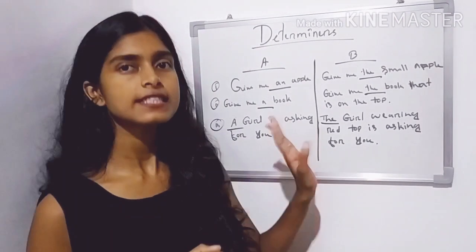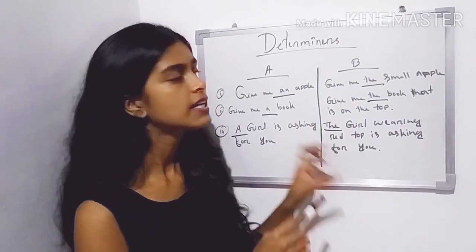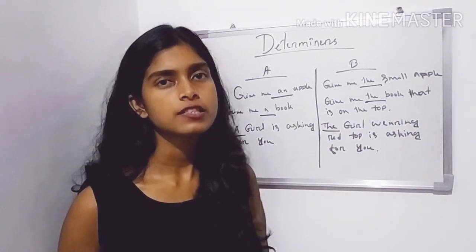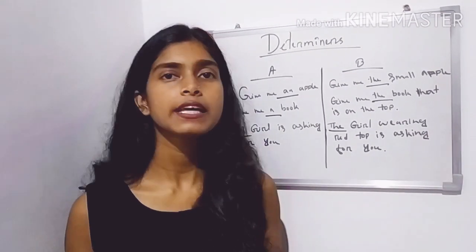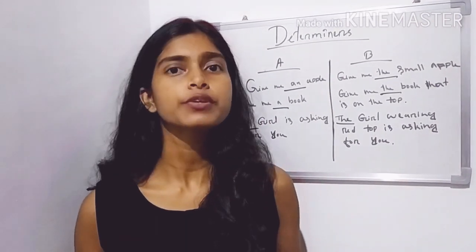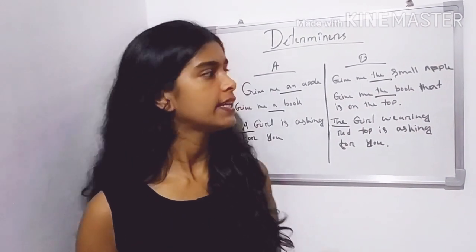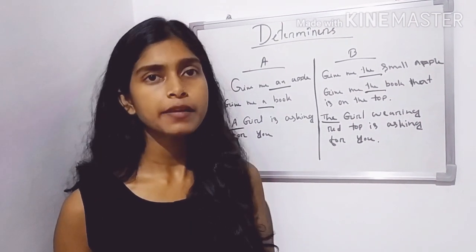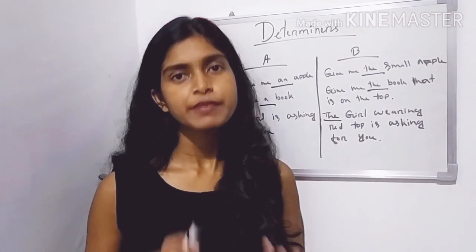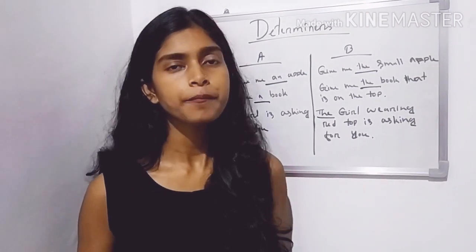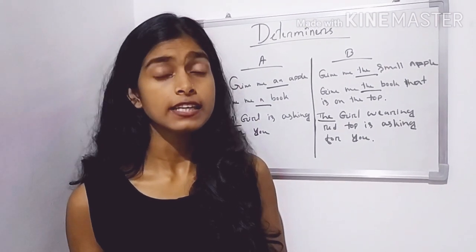You can see here the sentences are general, and here the sentences are specific. When a person is asking for an apple or a book, you will give him any book that is available in front of you, in the room. But when the person is making a specific statement, give me the small apple, give me the red book, give me the book on the top, then you will give him the specific thing that he is asking for.